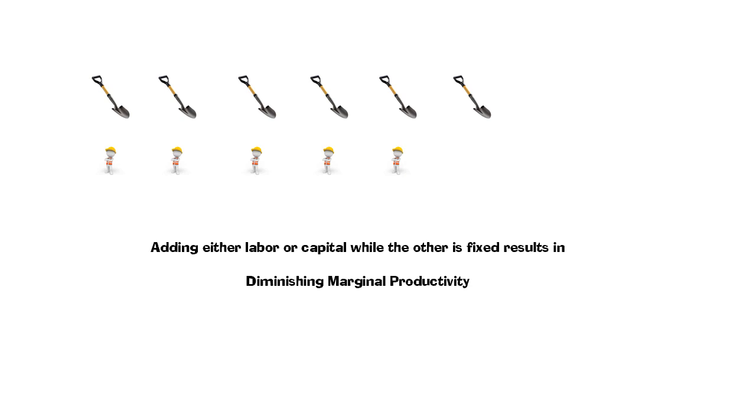We get something that means we're going to get less output per worker. Right? Our output per worker is not going to increase as fast. So if I keep adding workers and don't keep adding shovels, each worker is adding less to my company than the workers that came before.